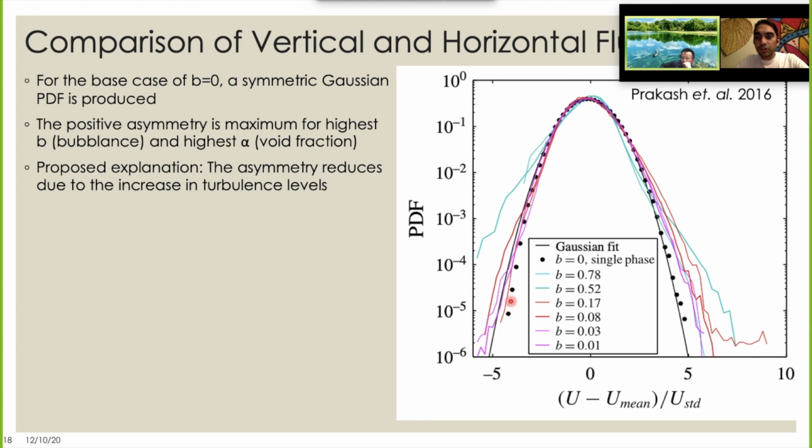I also want to show here a comparison to single phase flow. Here the single phase flow PDF is plotted in the black dots, and you can see that single phase looks like a normal Gaussian fit. However, as we increase bubblance, which is B here, or it also represents void fraction, we actually see the probability of positive fluctuations is higher.